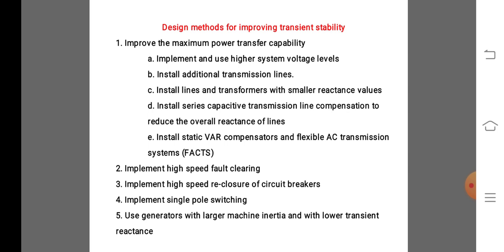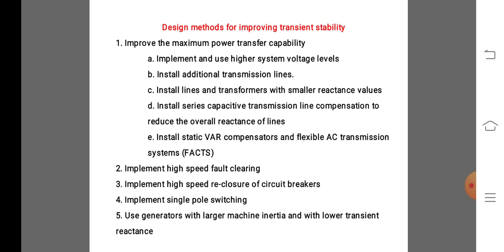implement and use a higher system voltage level, install additional transmission lines, install lines and transformers with smaller reactance value, then install series capacitive transmission line compensation to reduce the overall reactance of lines. Then install static VAR compensators and flexible AC transmission systems, called FACTS.